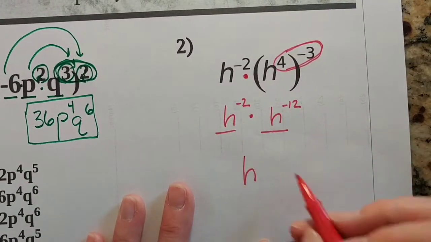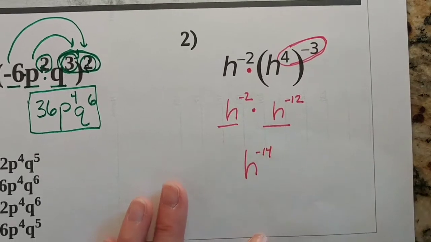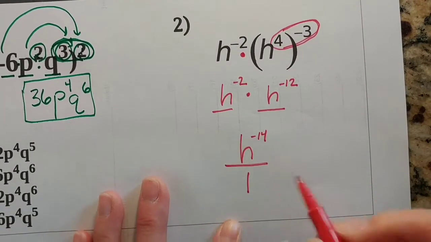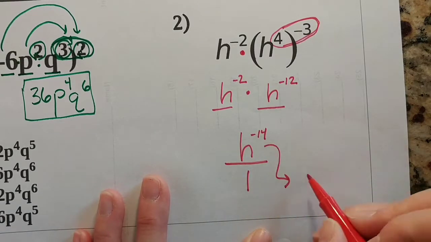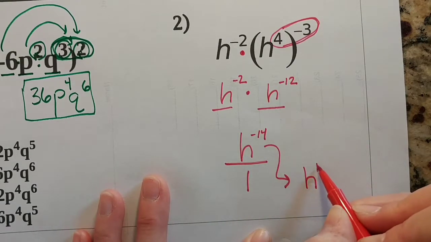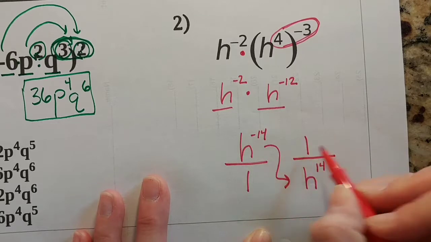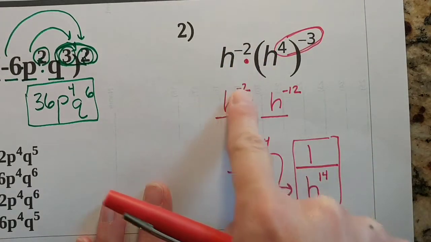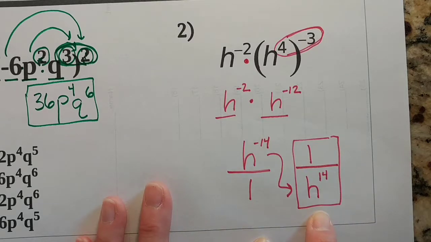-2 plus -12 is -14. But you know that you can't leave a negative exponent. So I'm going to make it a fraction, so I can see that this is going to have to go downstairs. The base stays the same, the exponent becomes positive, and of course we have a 1 in the numerator. So we started with this expression, and we were able to simplify it all the way down to this one, 1 over h to the 14th.